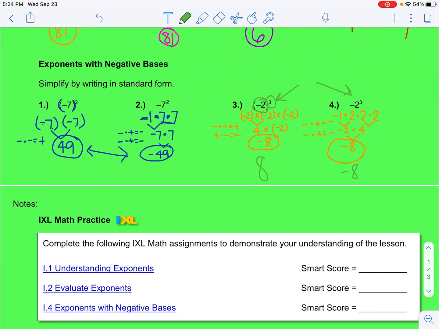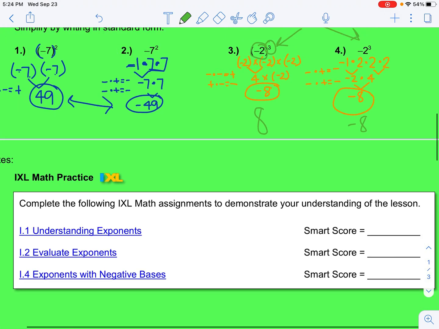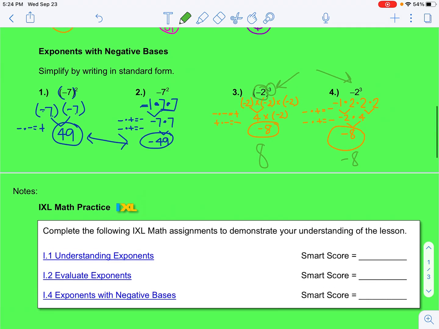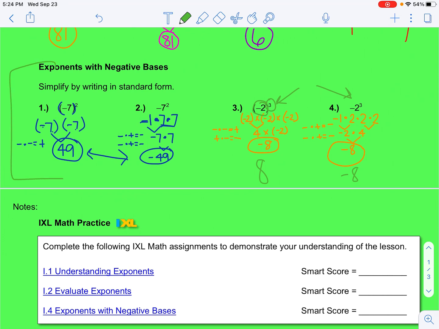Alright, so right now you have 3 IXLs to do. The first 2 should be fairly simple. This last one will be all about this part with the negative bases. So go ahead and do your best. Remember, your goal is 70. If you have questions, please let me know.